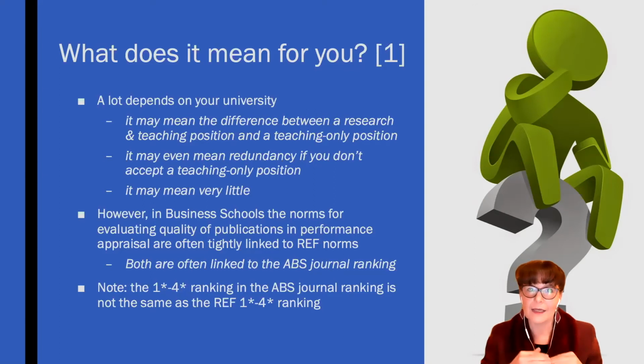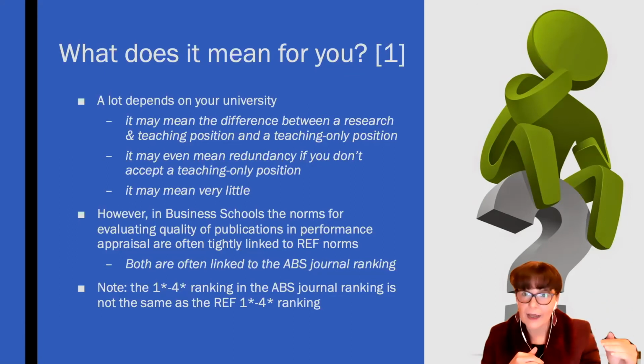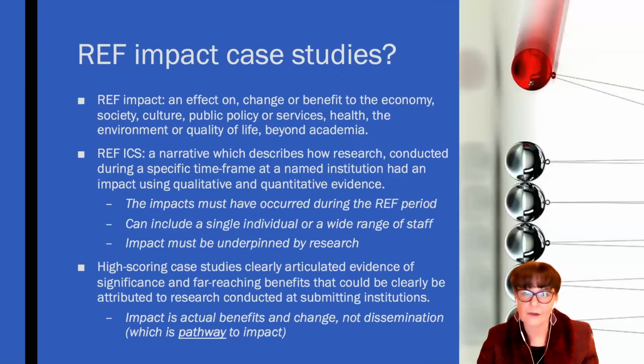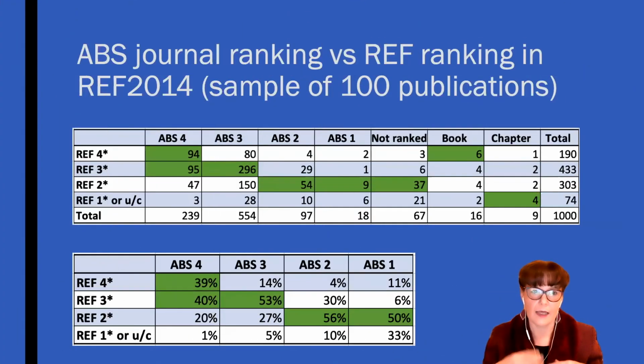So it doesn't mean if you have a publication in a 4-star journal that it will be ranked in the REF as 4-star, because if we go back to this matrix, it will be ranked 4-star if the panel thinks that the publication is outstandingly novel, has a formative influence, is exceptionally rigorous. It might be more likely that that's the case if the publication is published in a 4-star journal, but it doesn't have to be.